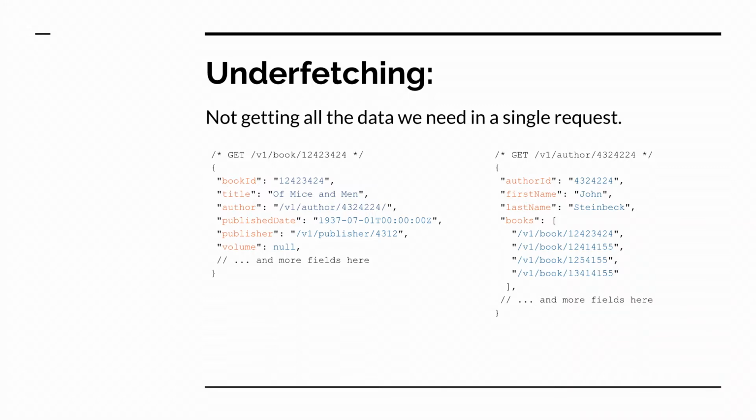So here's an example of underfetching. I hope you guys can see this. It's washed out a little bit with the projector. But this is a typical REST API where maybe we want to get some information about a book. We want to see the author, maybe see the other books that they've written.